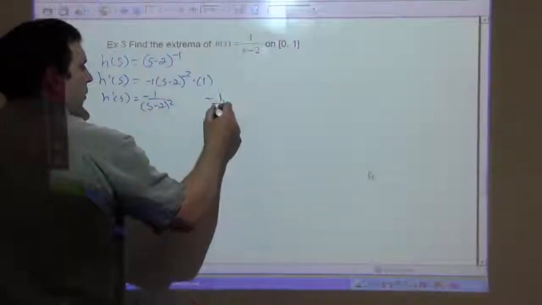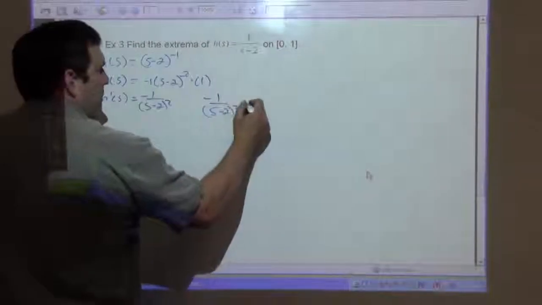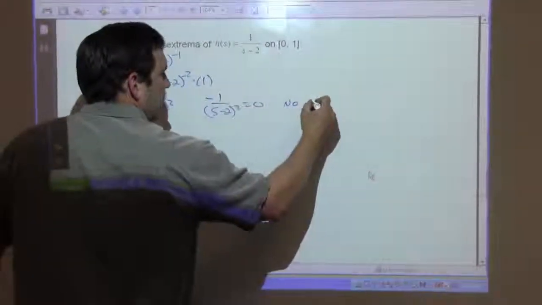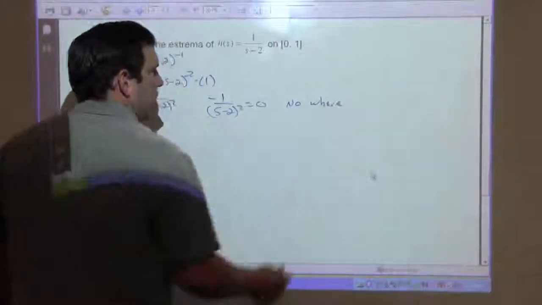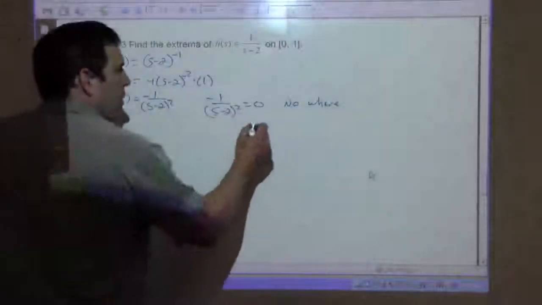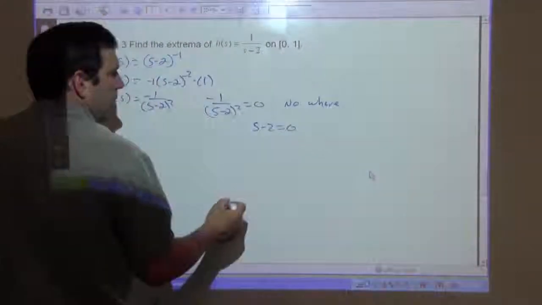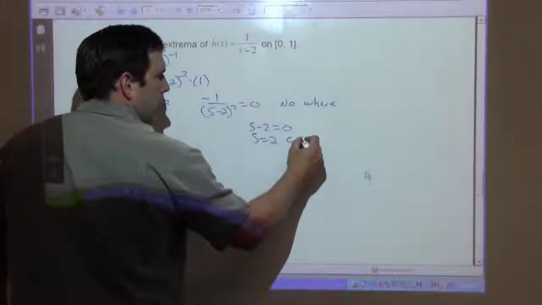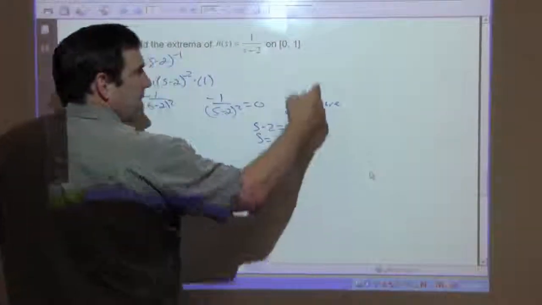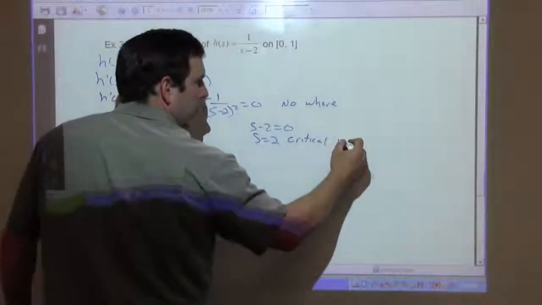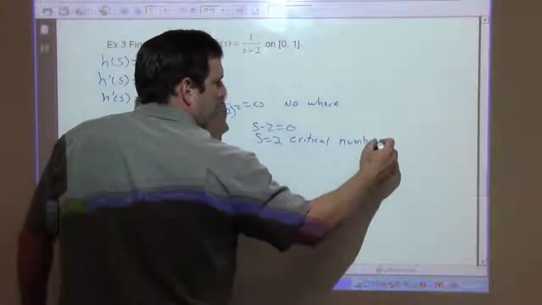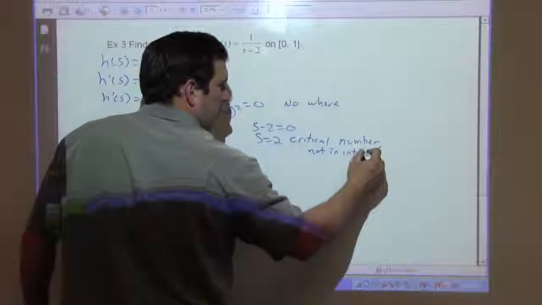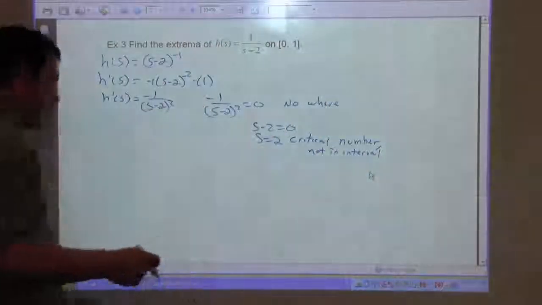So where's negative 1 over (s minus 2) squared going to be 0? Well, nowhere. However, where's s minus 2 equal to 0? That's where s equals 2, so that's our critical number. But notice, it does not fall within the interval. So it's not in the interval.